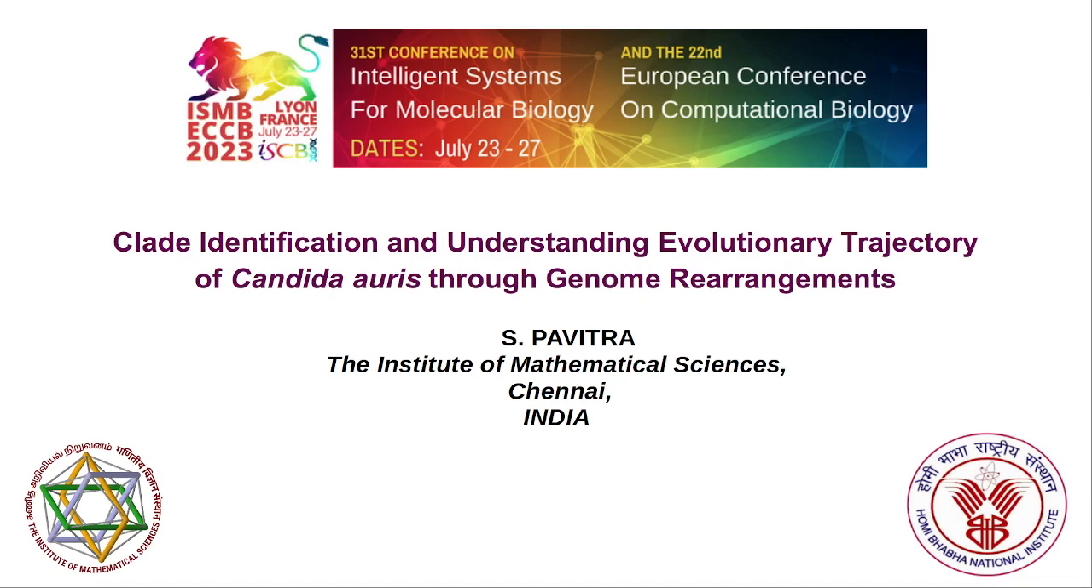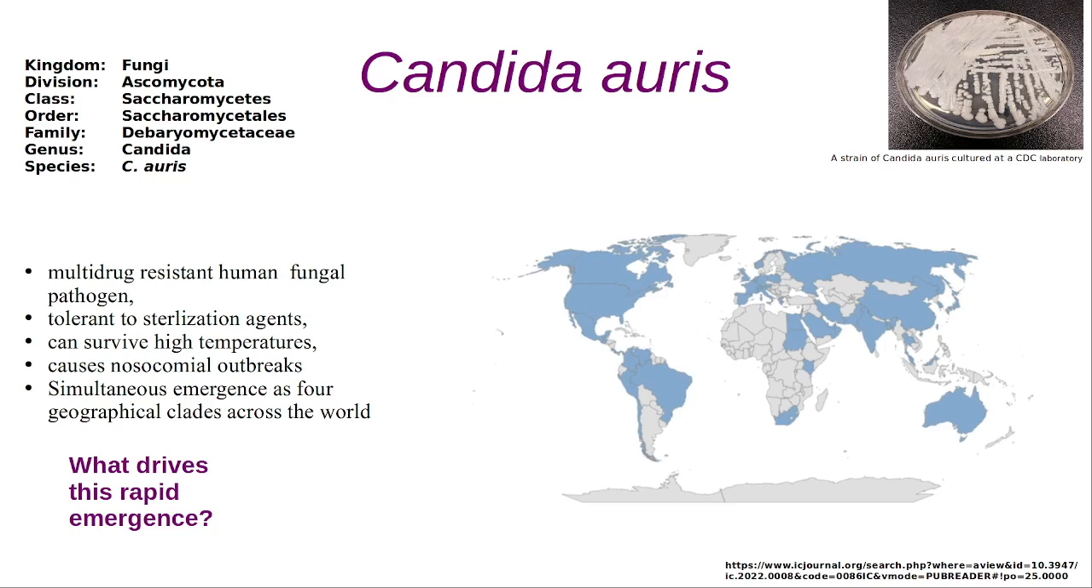In this presentation, I'll be talking about clade identification and understanding the evolutionary trajectory of Candida auris through genome rearrangements. Candida auris is a human fungal pathogen which was first isolated from Japan in 2009 as an antifungal drug susceptible pathogen causing localized infections. It belongs to the division Ascomycota and is part of this Saccharomyces class.